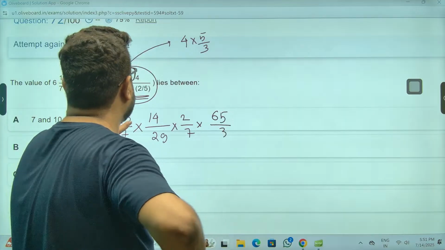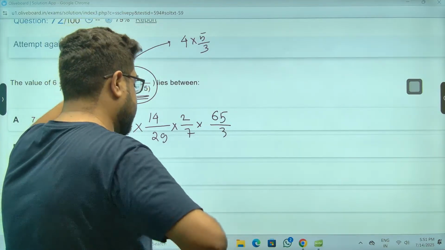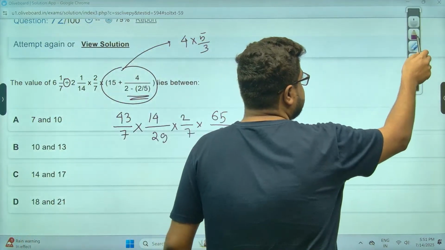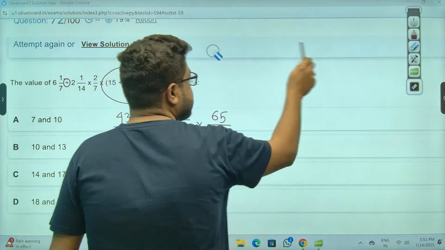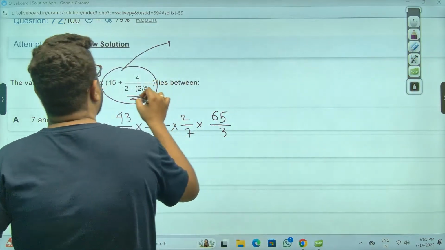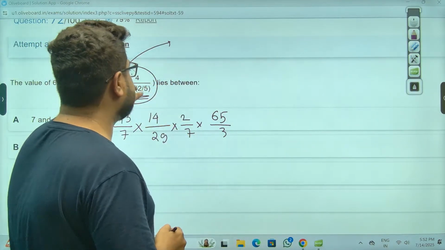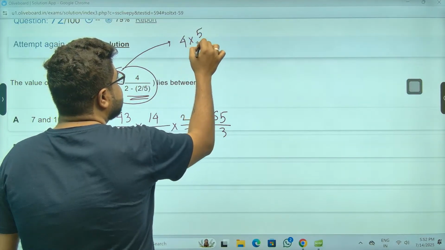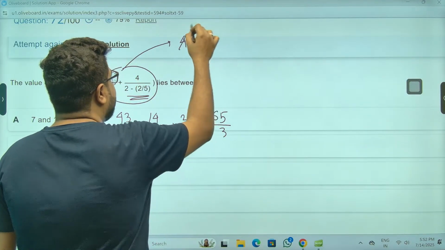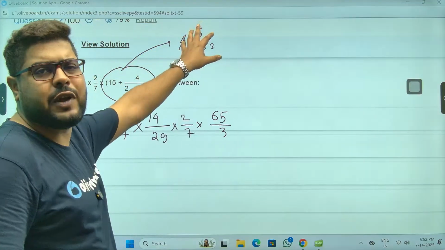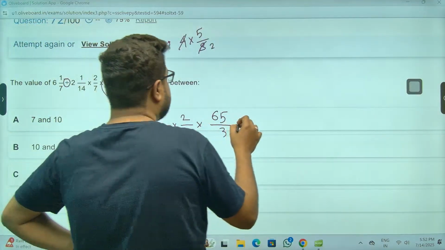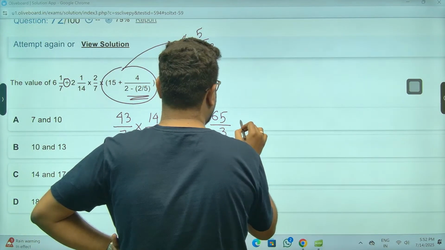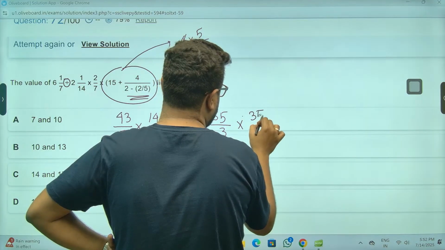One second, just let me check. Sorry, it was 2 minus 2 by 5. Extremely sorry. So 2 minus 2 by 5 means 5 2s are 10, so 8 by 5. So it will become 4 into 5 by 8, sir. Correct? So this is 2, 5 by 2, 15 plus 5 by 2. 5 by 2 means, sir, 35 by 2, right?